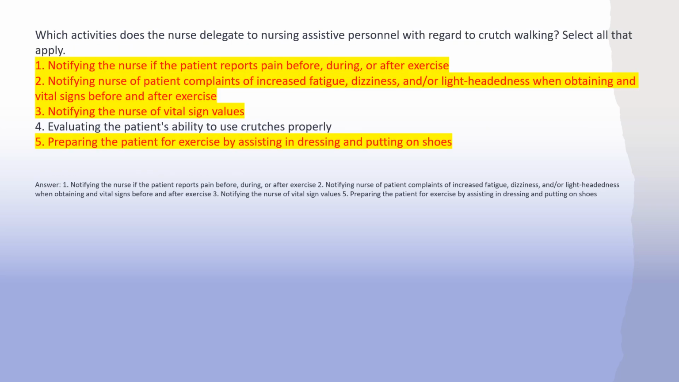Answer: 1. Notifying the nurse if the patient reports pain before, during, or after exercise. 2. Notifying the nurse of patient complaints of increased fatigue, dizziness, and/or lightheadedness when obtaining vital signs before and after exercise. 3. Notifying the nurse of vital sign values. 5. Preparing the patient for exercise by assisting in dressing and putting on shoes.